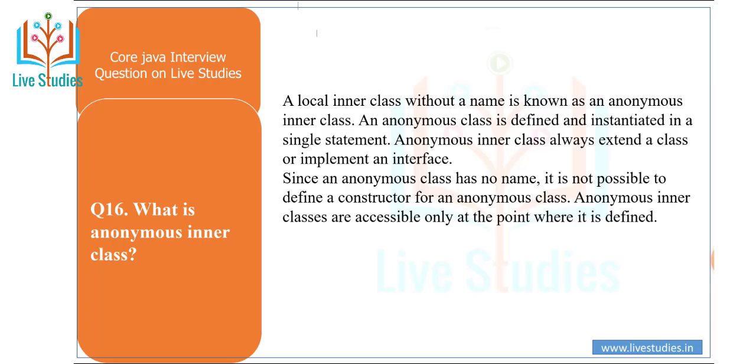What is an anonymous inner class? A local inner class without a name is known as an anonymous inner class. An anonymous class is defined and instantiated in a single statement. An anonymous inner class always extends a class or implements an interface. Since an anonymous class has no name, it is not possible to define a constructor for it. Anonymous inner classes are accessible only at the point where they are defined.